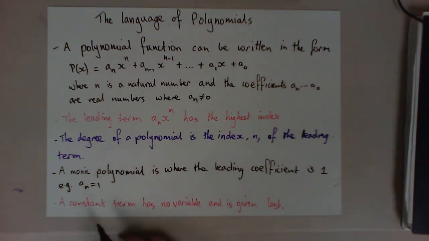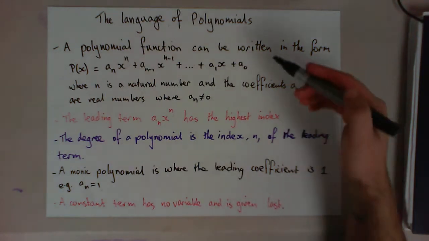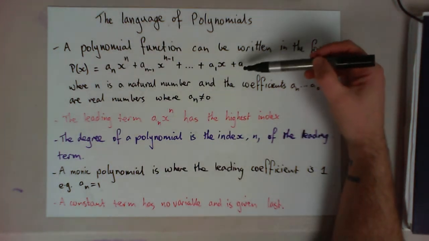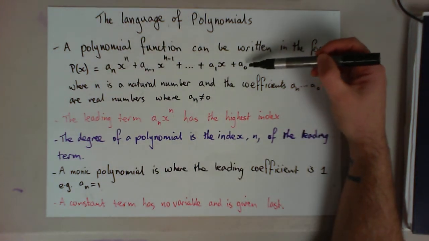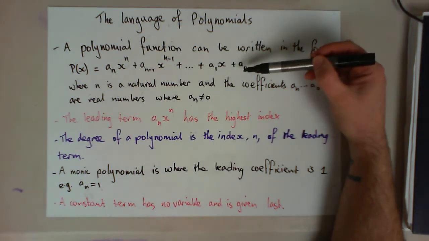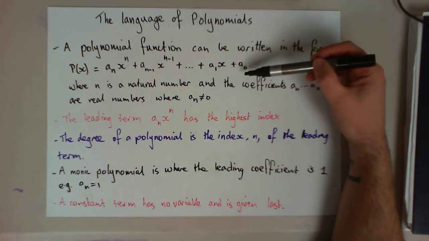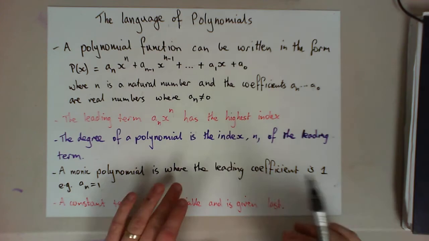A constant term has no variable and is given last. That's this a_0 value over here. That's just a number, and that's our constant term. It's always at the end. So we'll move on. We've got a bit more to have a look at.